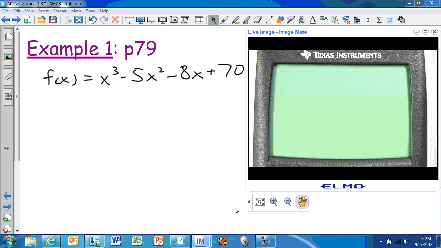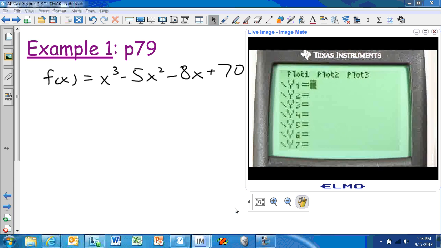Let's take our function and punch it into y1. So in y1, we want to put our equation here of x cubed minus 5x squared, or excuse me, minus 8x, and then plus the 70.